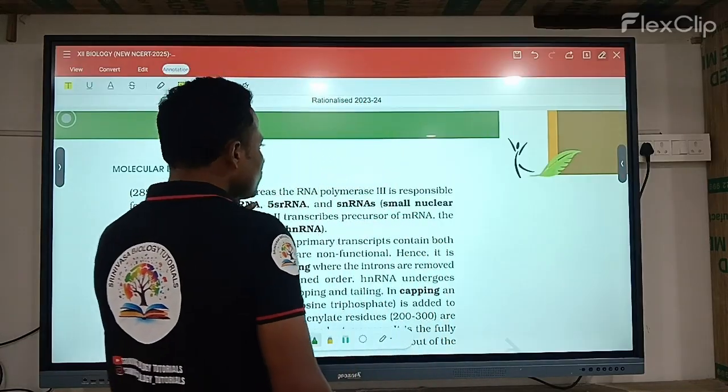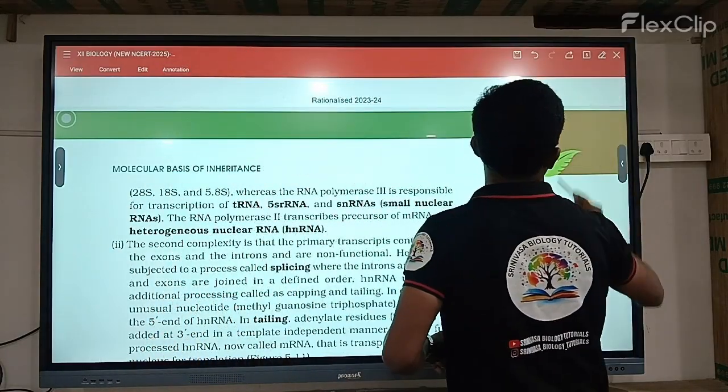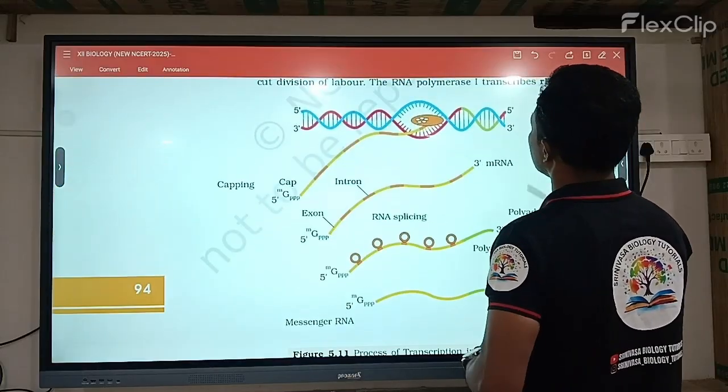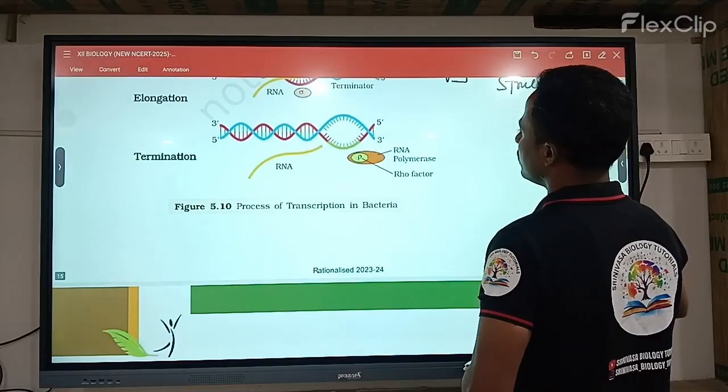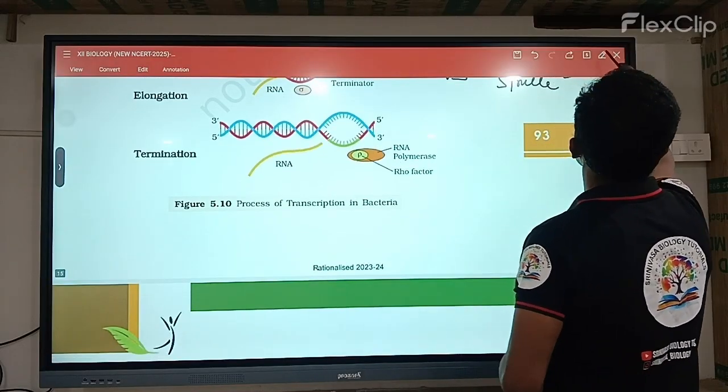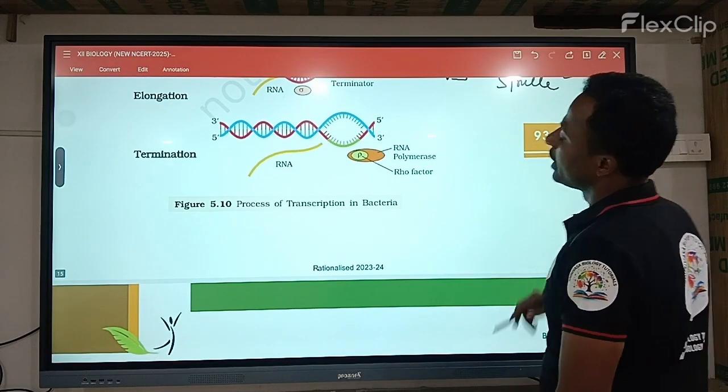Okay, that is the process. First, the process of the synthesis of RNA. Once again, like here. Next.